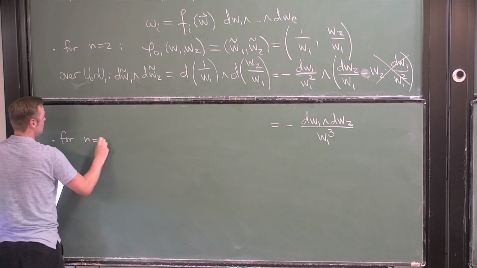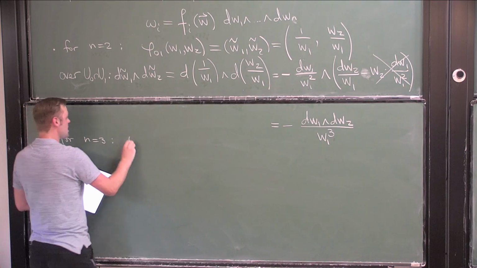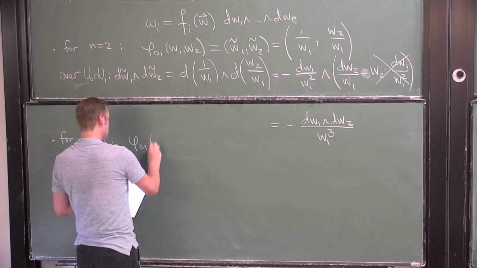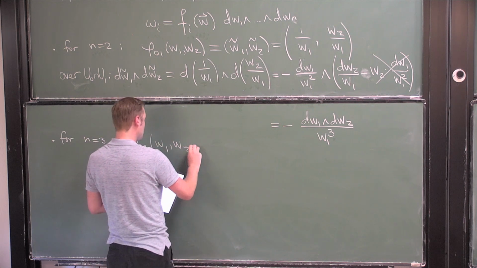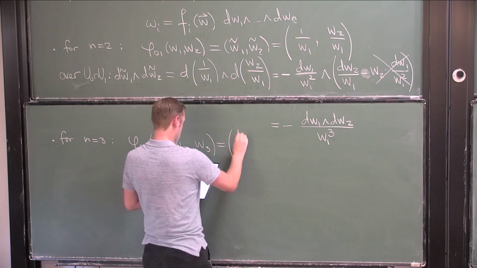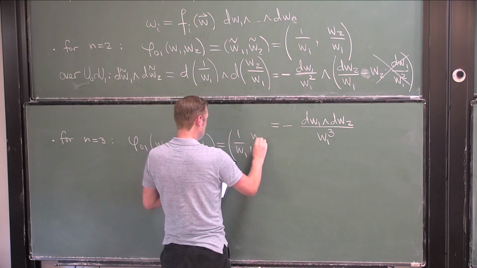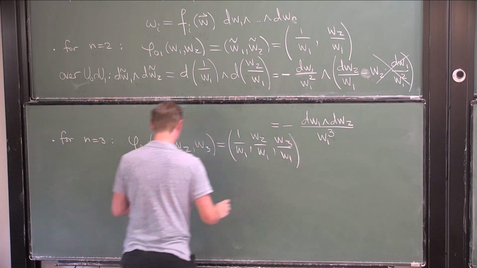For n equals 3, I won't do this in full. For n equals 3, the transition function between, let's say, the U0 and the U1 chart has this form: 1 over W1, W2 over W1, and W3 over W1. This was the transition function.